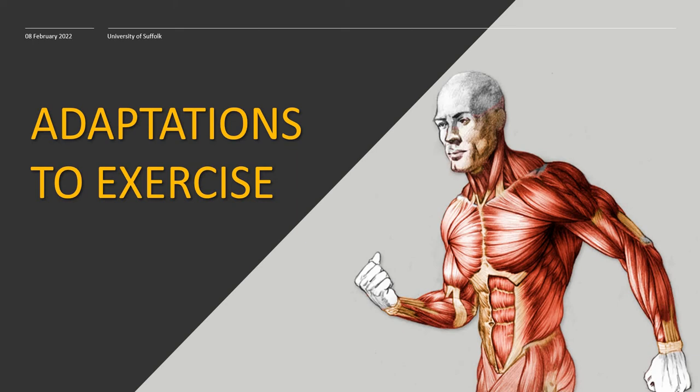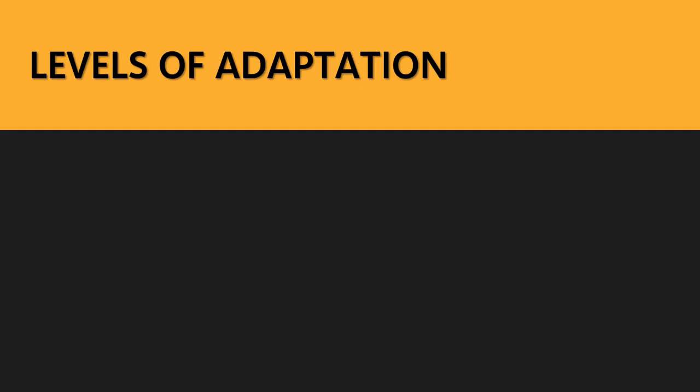Now let's look at some adaptations to exercise. We're going to consider adaptation at various different levels, but it's important to understand that, think of the muscle that we looked at the very beginning, where we looked at the level of organisation of a muscle. Adaptation can occur at each level that we described.